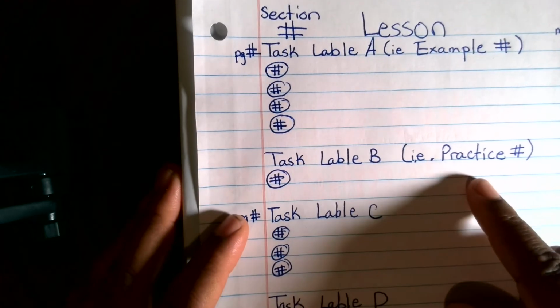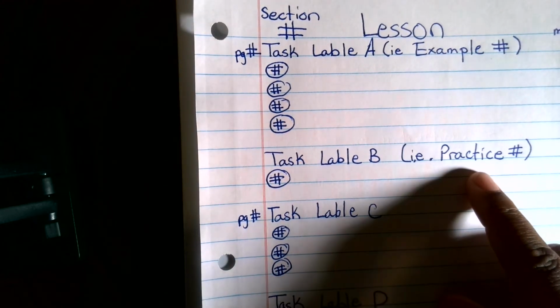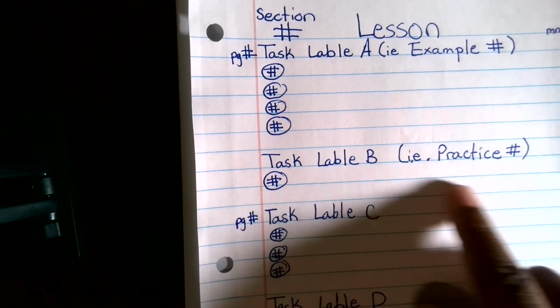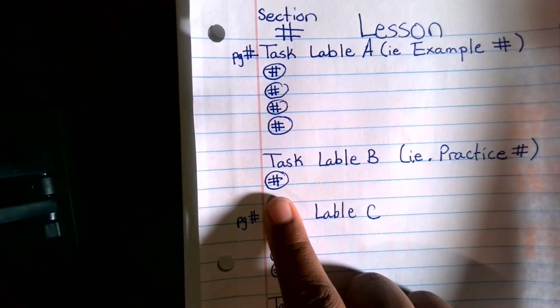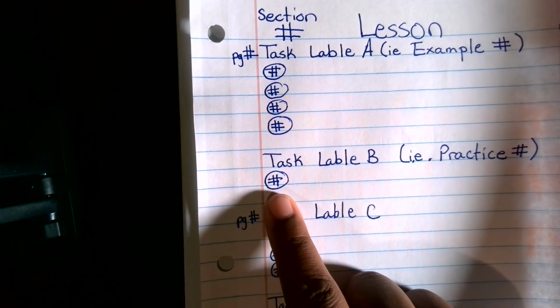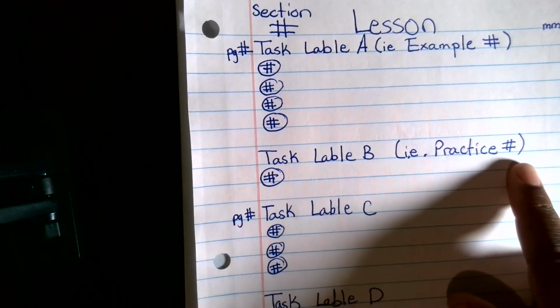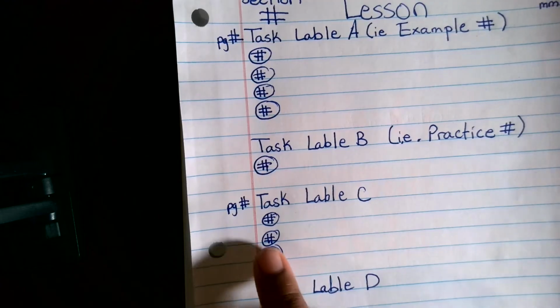Task label B. If there was some practice, after each example there are always some paired practice problems in the lesson. So you would put practice, and then you would do the practice for that problem right there. You would write the problem number, circle it, and then do it. Okay? And you're going to do that all the way down.